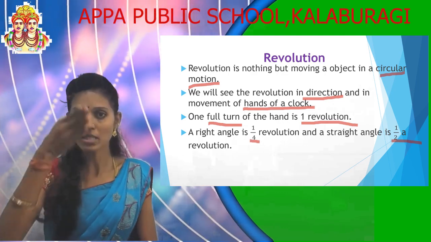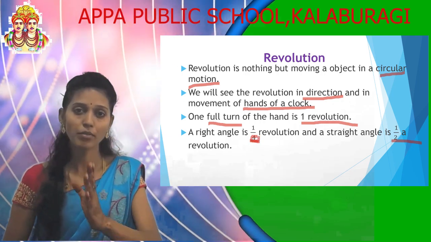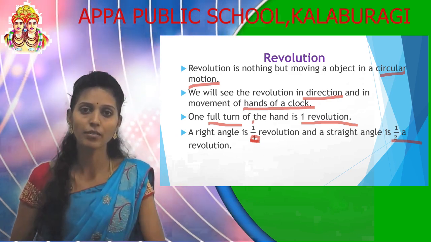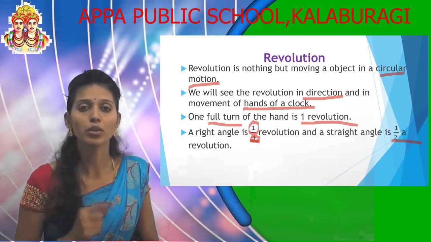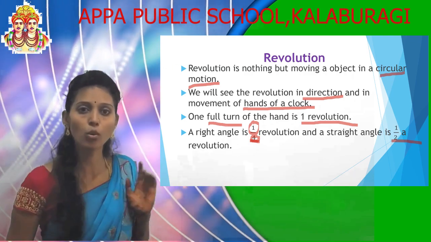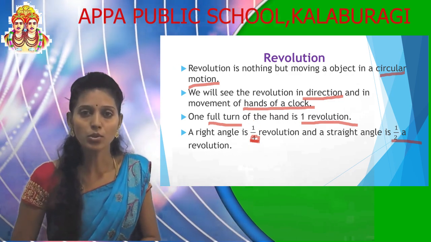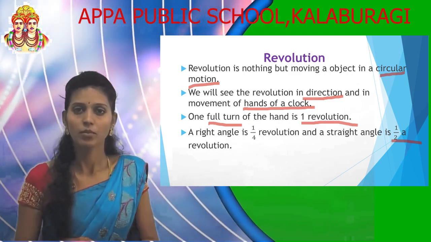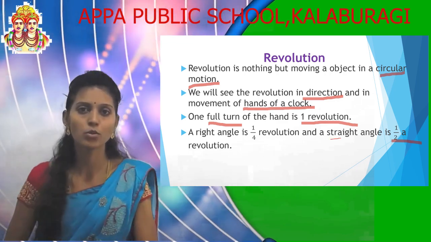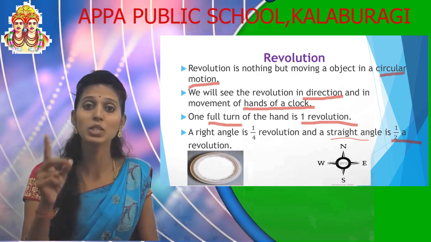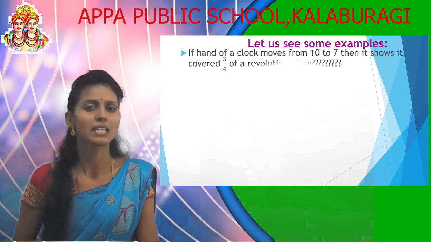Then one circle can be divided into 4 equal parts, isn't it? So a straight angle gives you half a revolution. Then one right angle shows you 1/4 of a revolution, because one circle will be divided into 4 right angles. So one right angle shows you the fraction 1 out of 4, 1/4 of a revolution. Understood? And one straight angle shows you half a revolution, because one straight angle is nothing but 2 right angles. That's it. Got it? Now let us see some examples.